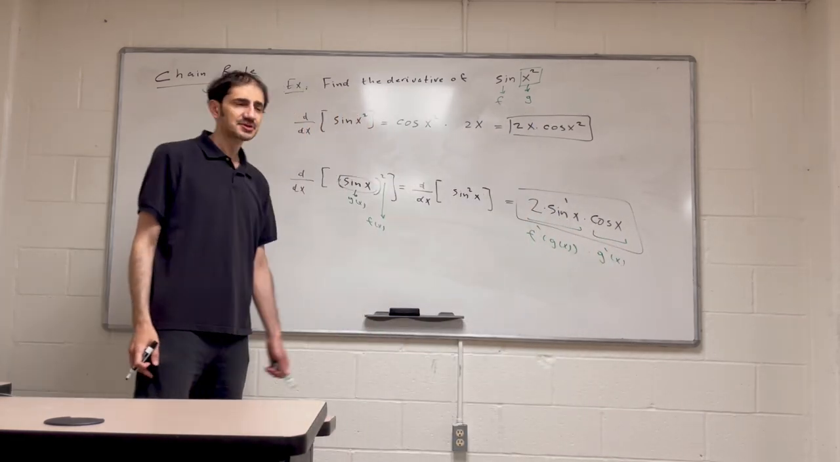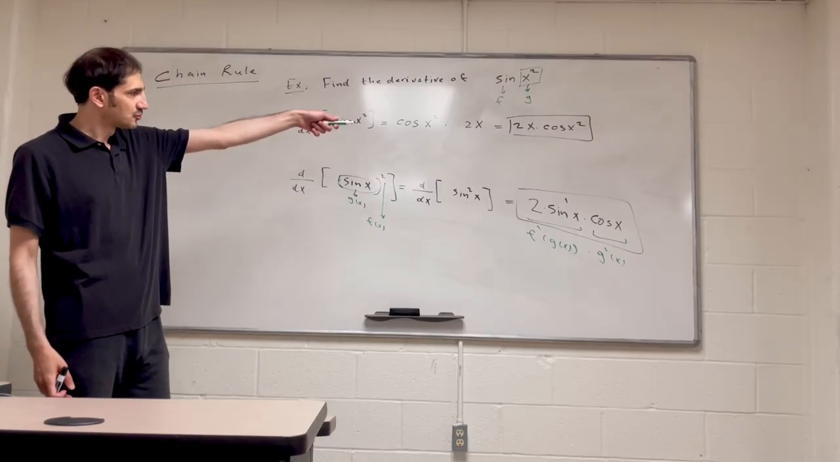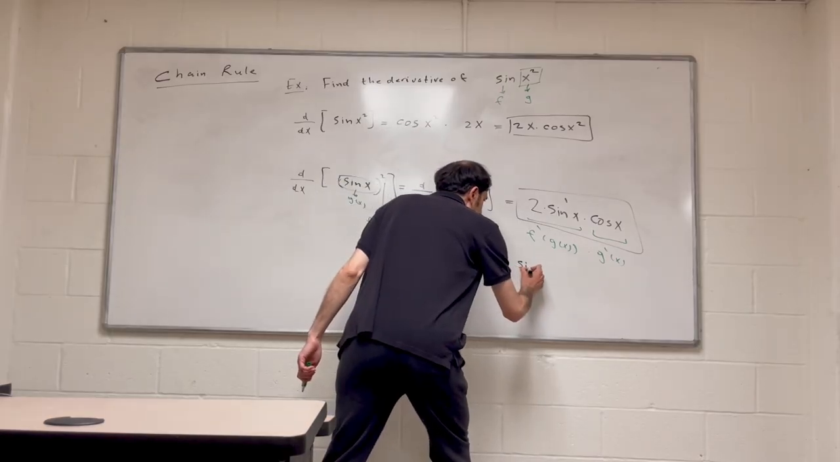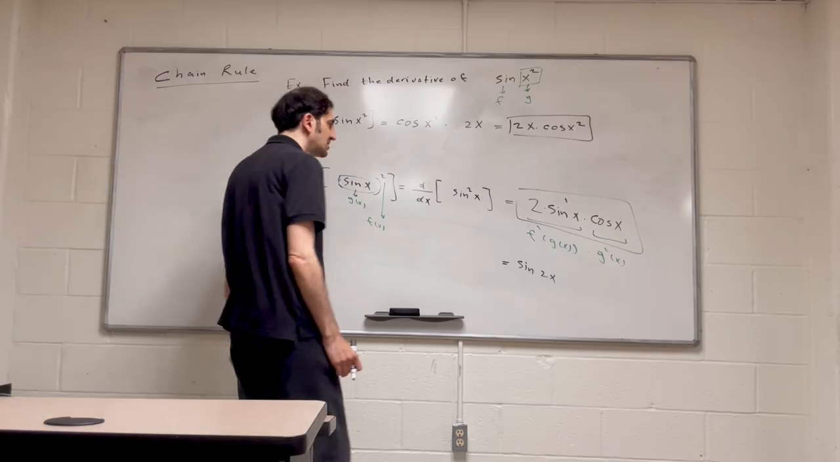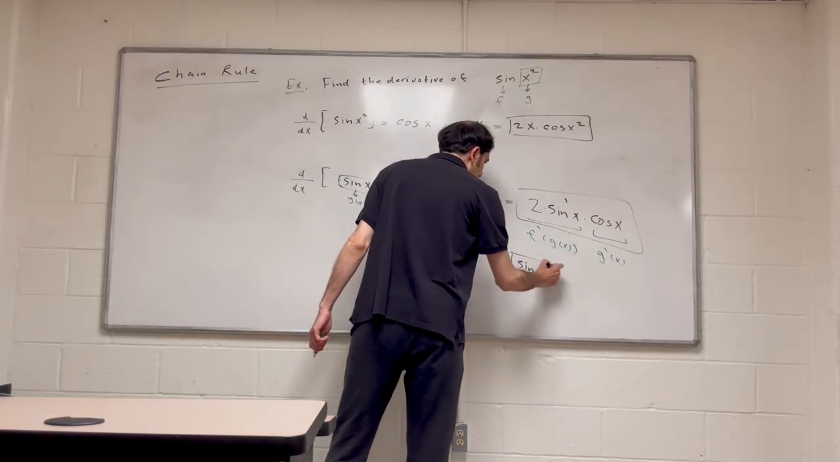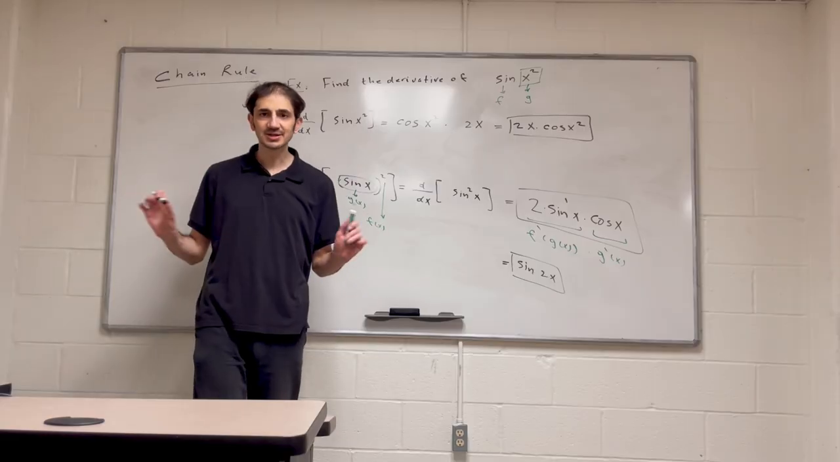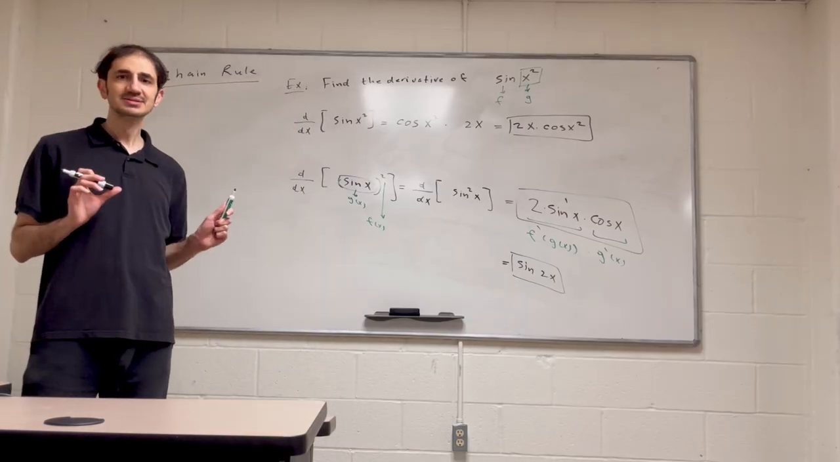If you have studied trigonometry before, you can simplify this answer more, because 2 sine x times cosine x can be written as sine 2x. It's a trig identity. So if you leave it like this, it will be much more simplified. If you want to leave it like this, it's perfect. It's correct. So do you have any questions so far?